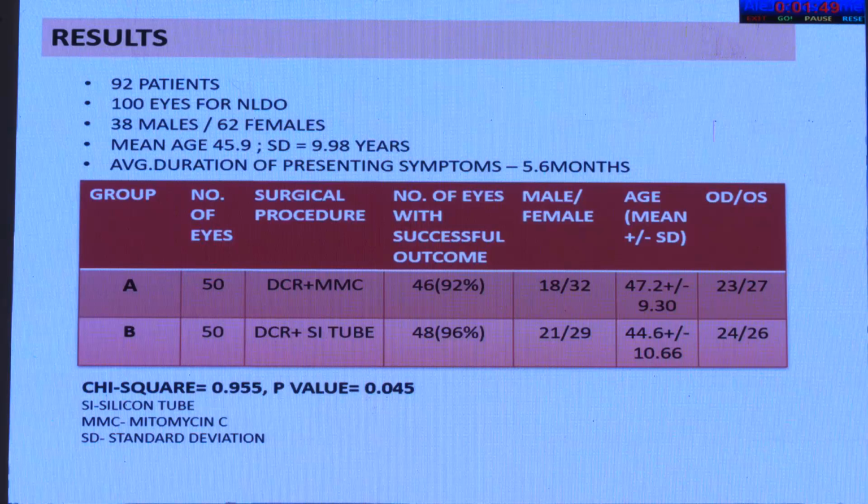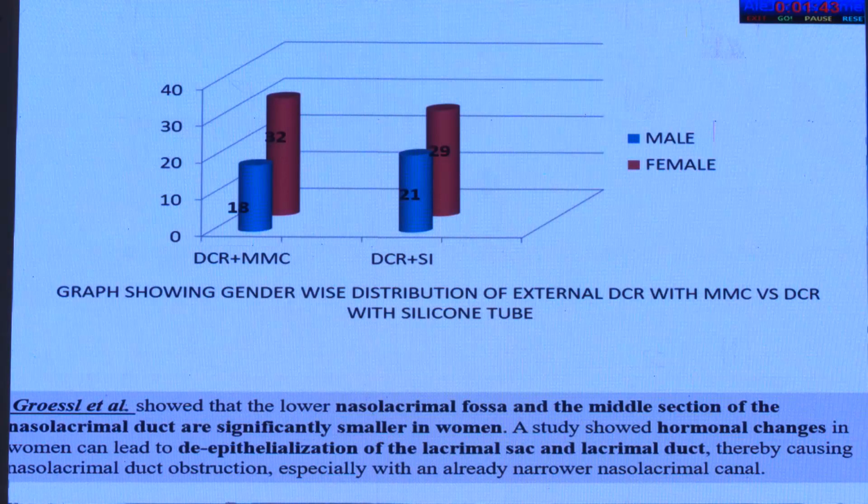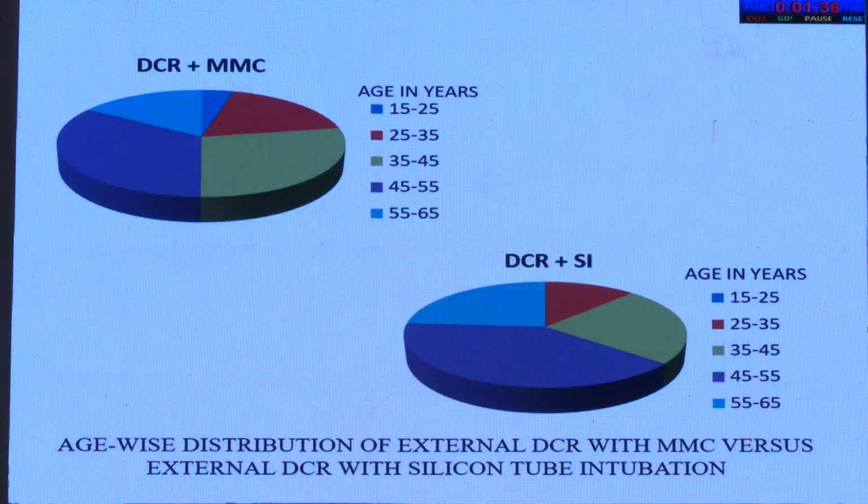The results showed that the chi-square test came out to be 0.955 with a p-value of 0.045%. This is the graph showing the gender distribution. Here we can see that females were more included in our study. In the age-wise distribution in both groups, the 45 to 55 years age group was more included.